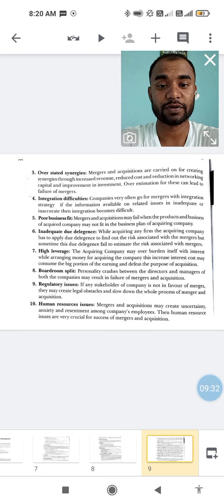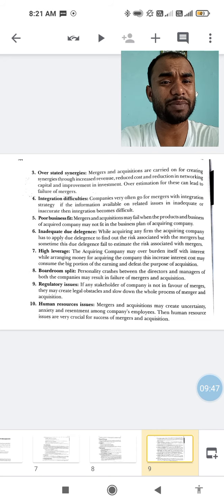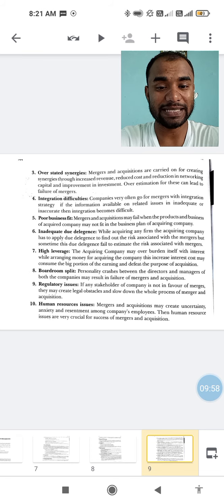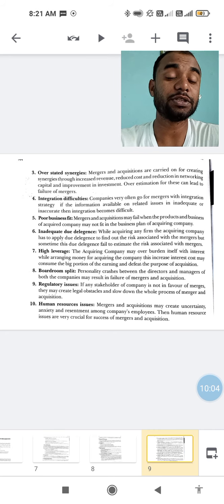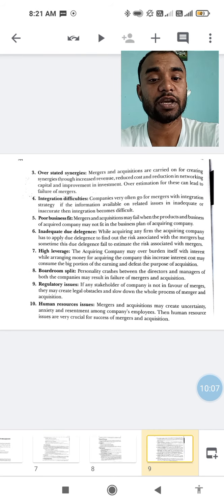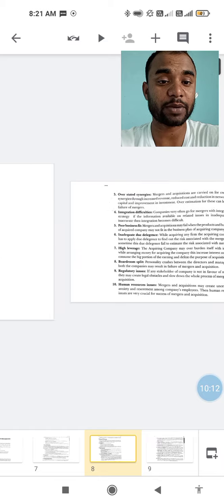Next we have integration difficulties. Sometimes companies go for mergers with an integration strategy. If the information available on related issues is inadequate or inaccurate, integration becomes difficult. Poor business fit, high leverage, inadequate due diligence, which covers the company's debt and risk coverage, then board split, regulatory issues, human resource issues. So these are some of the issues which are the reasons for the failure of mergers and acquisitions. You merge or you acquire but you fail completely.